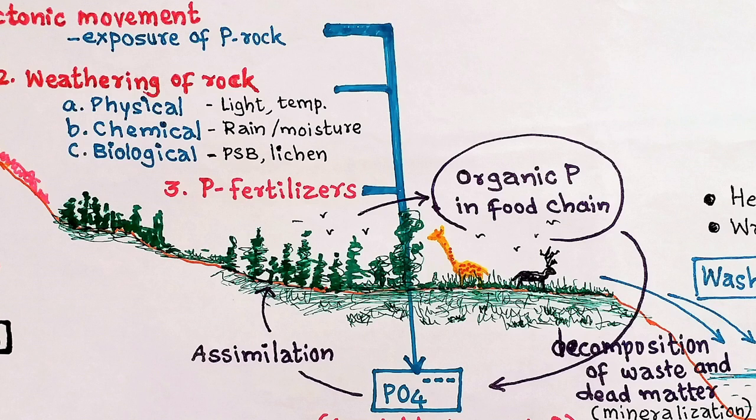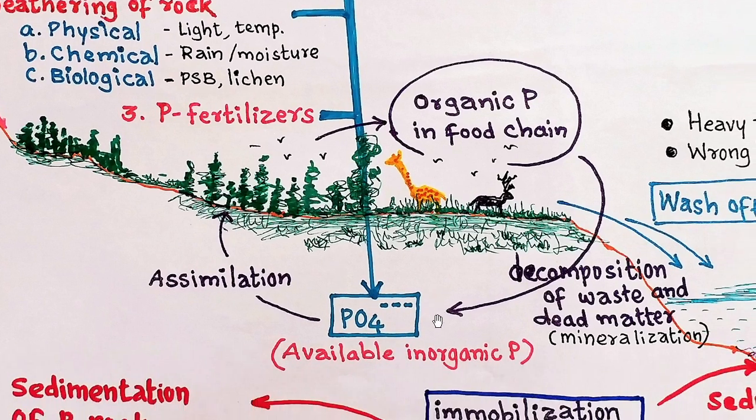The phosphate from the phosphate-bearing rocks comes to the soil in the form of inorganic phosphate, that is PO4 3-. This is available and water soluble. It is utilized by living organisms, especially by plants. This process of utilization of inorganic phosphate is called phosphate assimilation.